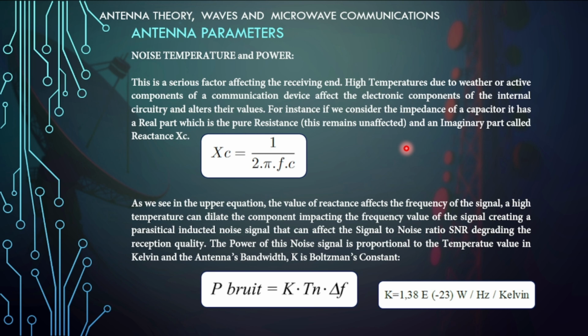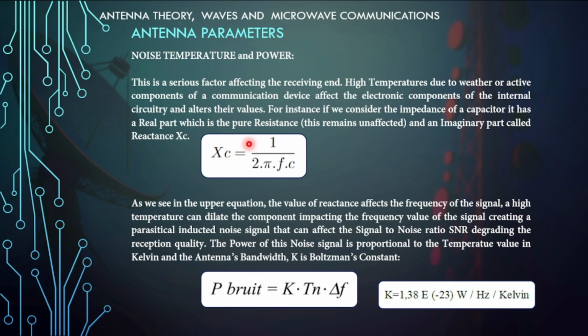Noise temperature and power. Now, this is a serious factor affecting the receiving end. High temperatures due to weather or active components of a communication device affect the electronic components of the internal circuitry and alter their values. For instance, if you consider the impedance of a capacitor, it has a real part and an imaginary part. Again, the real part is not very relevant, but the imaginary part, as you see, is correlated with the frequency value. So for a different frequency, you would have a different impedance.